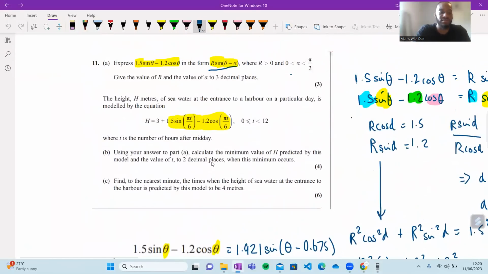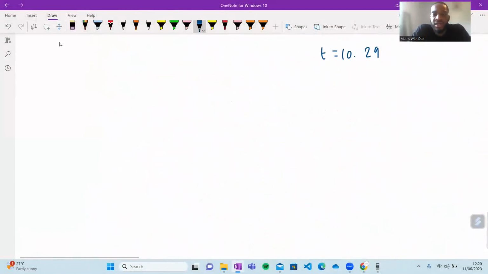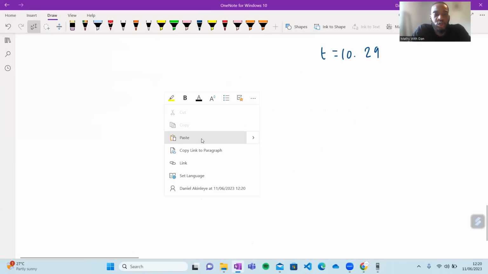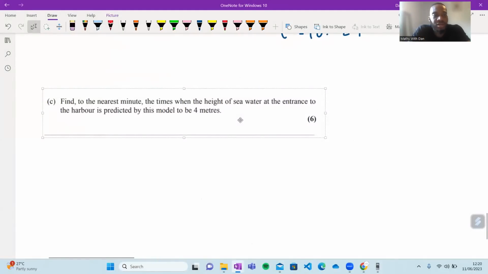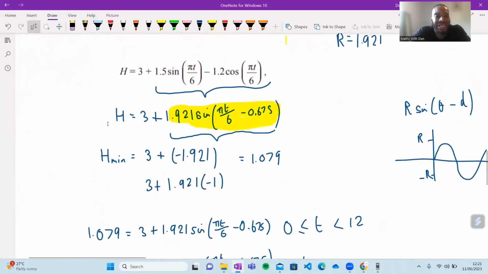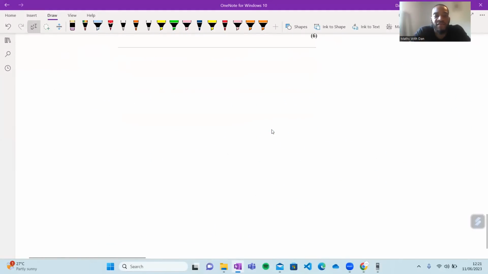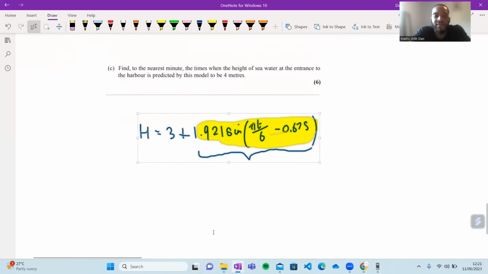Now we're going to go into part C, which is this here. Let's have a look. So we've done that. Let's continue. So it says now for part C, find to the nearest minute the times when the height of the seawater at the entrance to the hub is predicted by this model to be 4 meters. Okay, well, our model is this thing here, right? This is our model for the height of the seawater in the hub. If it's predicted to be 4 meters, then we're just going to replace h with 4 and then solve, right?